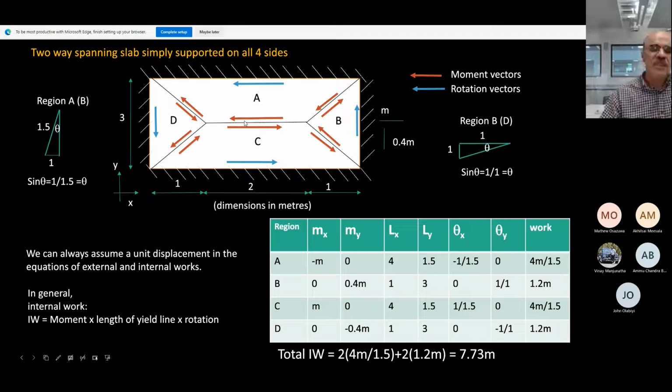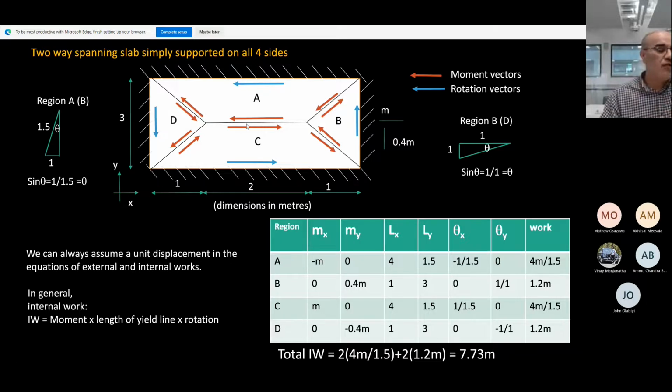Now, for this yield line, are you satisfied that this is the direction of the vector? Yes. Now for this one here, are you satisfied this is the direction of the vector? Always with the right hand. If you do region C, you do exactly the same. Using the right hand, you find that this is the vector moment for this yield line, this is the vector for this yield line, and this is the vector direction for this yield line. What do you notice?